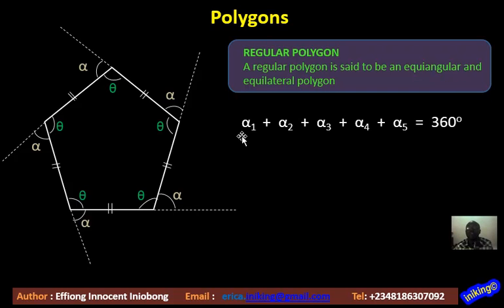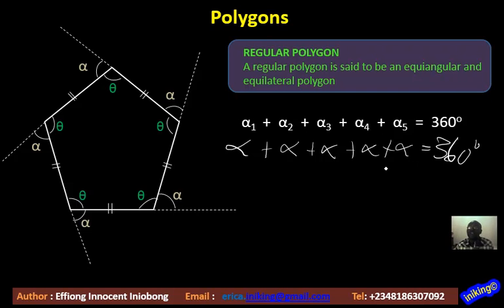Now remember we said earlier that the sum of the exterior angles gives us 360 degrees. Now that we are saying that for a regular polygon all these angles are equal, then I can simply say this is alpha plus alpha plus alpha plus alpha plus alpha. I take off the subscript of 1 to 5, and that is 360 degrees. Since they are all equal, I can simply say this is 5 times alpha. 5, of course, is the number of sides, which gives us the number of interior angles and the same as the number of exterior angles.